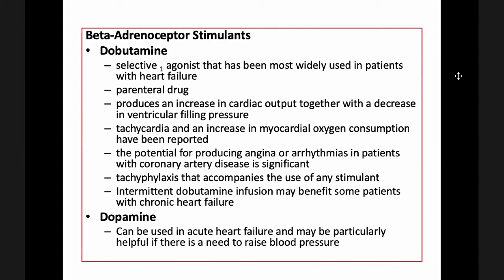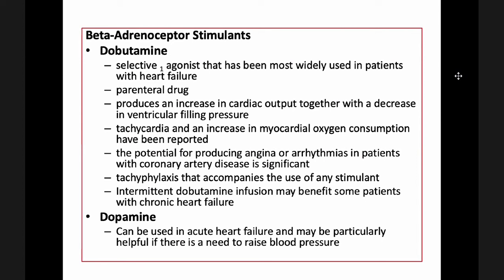But the potential for producing angina or arrhythmias in patients with coronary artery disease is significant because, as I've said earlier, it will cause tachycardia and therefore it will increase your myocardial oxygen consumption. So it may precipitate angina or produce angina and even arrhythmias. So tachyphylaxis may also be observed, and this accompanies use of other stimulants. Now, intermittent use of your dobutamine infusion may benefit some patients with chronic heart failure.